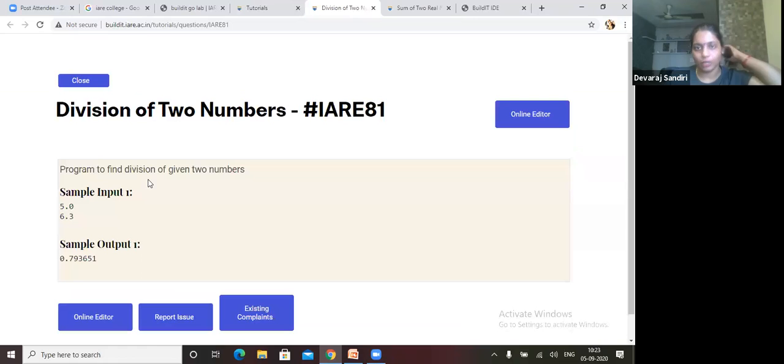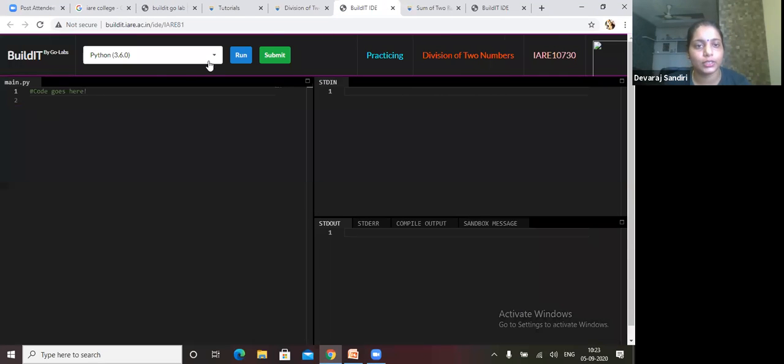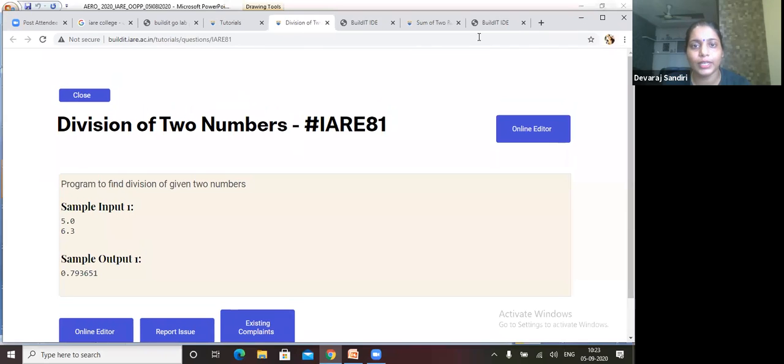Next one is division of two numbers. You have to tell me this one. Division of two numbers, online editor. After that, we will go for that. What is our question? Division of two numbers. Division of given two numbers. Both should be float, and the output we are also getting as float. 5.0 and 6.3. A is equal to 5.0.